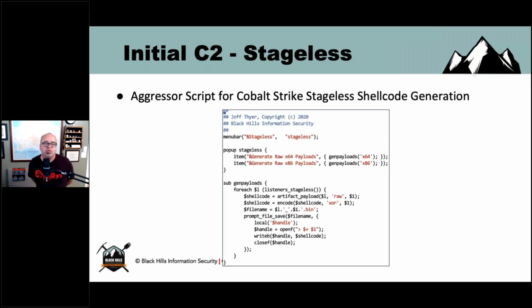If you're in Cobalt Strike and you want to generate some stageless shellcode, you have limited options right now in the default framework, but a very simple Aggressor script can help you actually generate stageless shellcode. And this is that script exactly. It adds a menu to Cobalt Strike. It gives you two options to generate either x64 or x86 payloads, and then it simply iterates through any of your stageless listeners and generates the appropriate shellcode. It puts an XOR encoder on the shellcode and allows you to save it to a file. So it's pretty easy to set up.